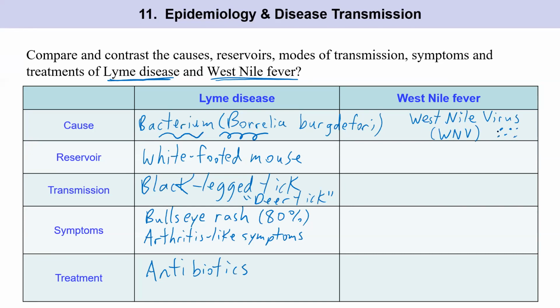So the reservoir for West Nile fever is birds, and many types of birds can be the reservoir. Robins, for example. If you know what a robin is, they have the red breast on them. I think the technical name is the American robin, but they're found all over Canada. In fact, I've seen them in Fort McMurray, and that's the reservoir for West Nile fever. Transmission is by mosquitoes, specifically mosquitoes called Culex mosquitoes.